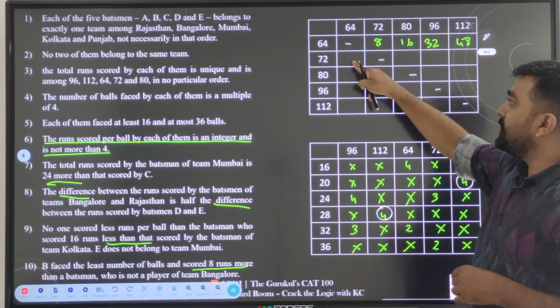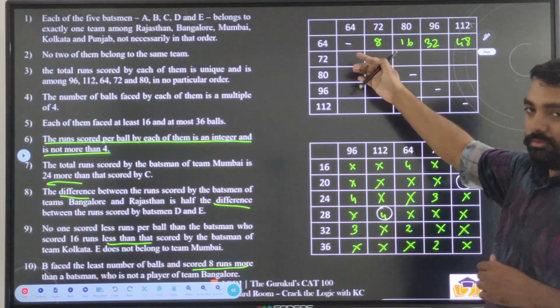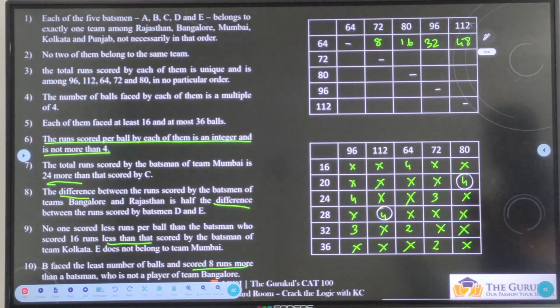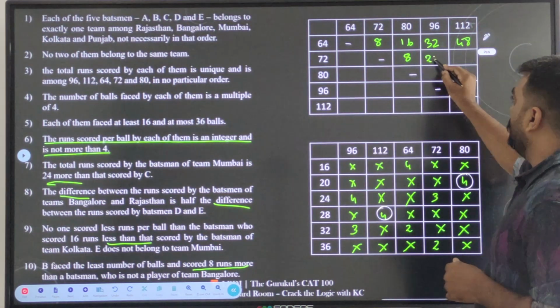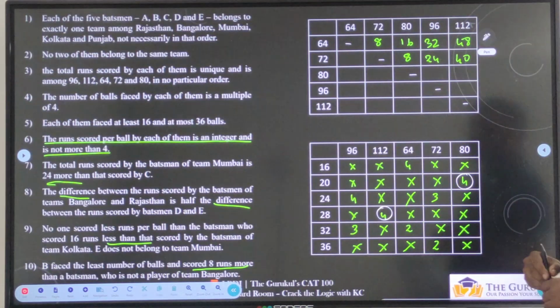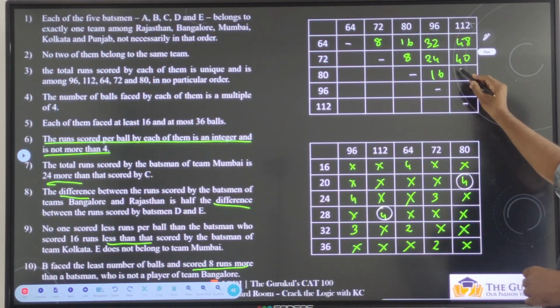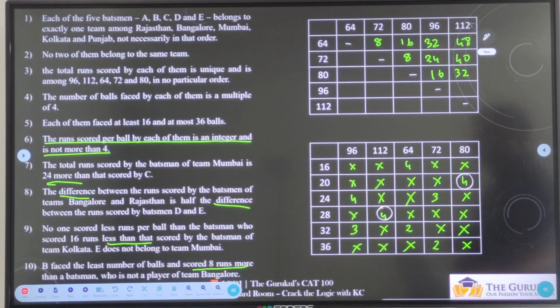Now 72 minus 64 we don't need to write because we already wrote it over here. There is no use of duplicating all the values. It's okay. Perfect. 8, 24, 40. Next, the last two. 96, 80. This is 16. This is 32. 112, 96. Perfect. This will be 16. These are the different possibilities. Now two things are done. First, I know how many runs are associated with how many balls. Second, I know what are the differences between the people.